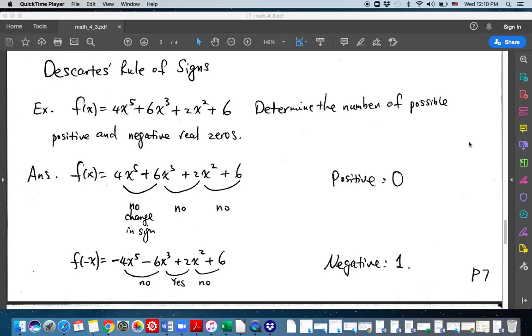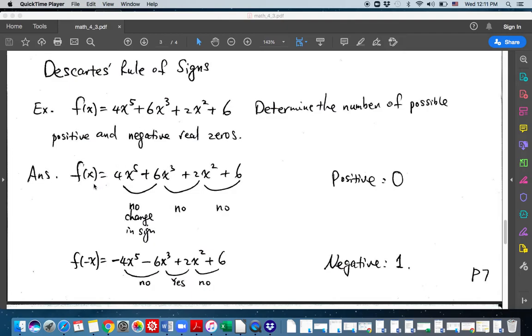And the number of possible negative zeros is going to equal the number of sign changes in f of negative x, and possibly less than that number by multiples of 2 as well. So now let's look at an example. I have a fifth degree polynomial here.